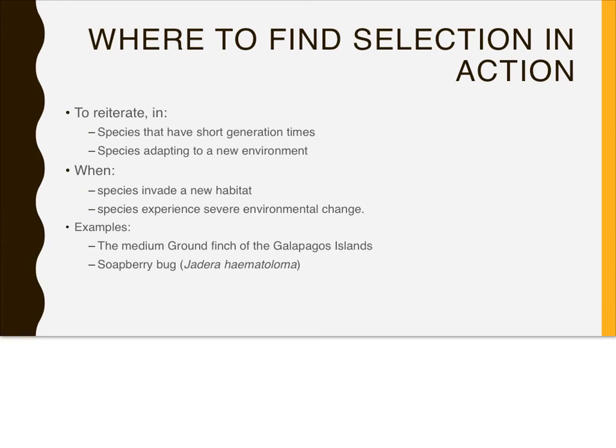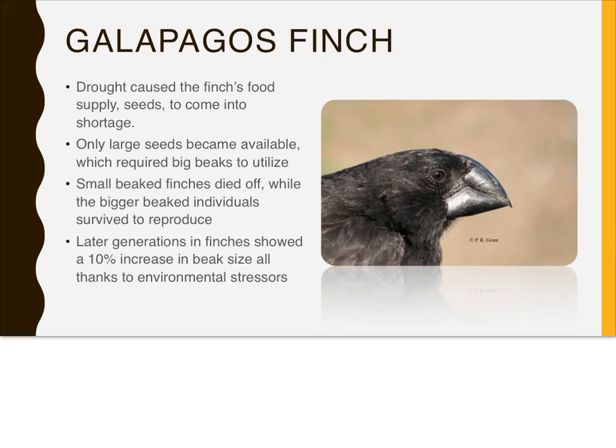To reiterate, the best place to find selection in action in nature is in species that have short generation times and species adapting to a new environment, when species invade a new habitat and species experience severe environmental change. Examples would include the medium ground finch of the Galapagos Islands and the soapberry bug, also known as Jadera haematoloma. So, the story of the Galapagos finch.